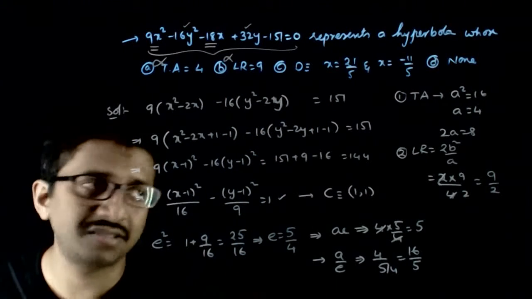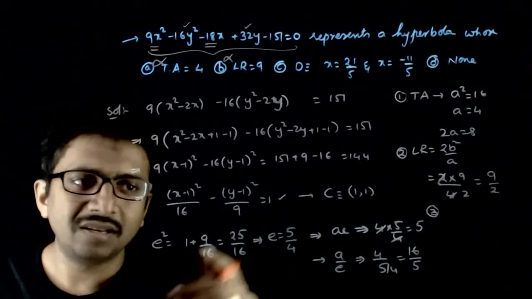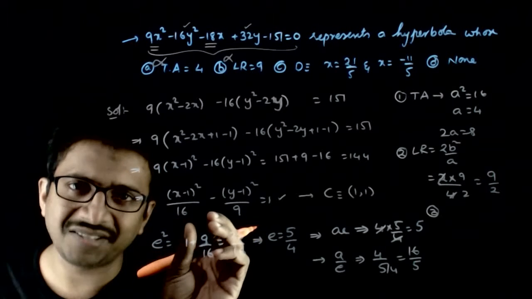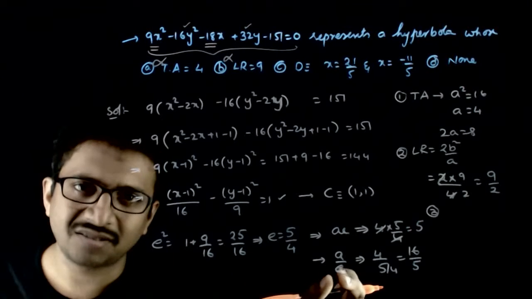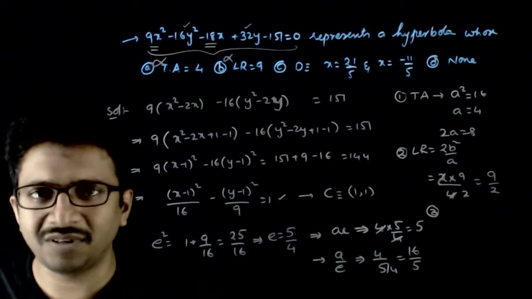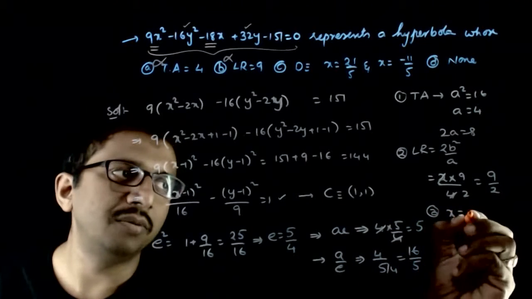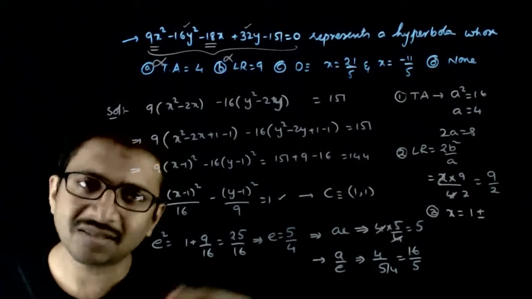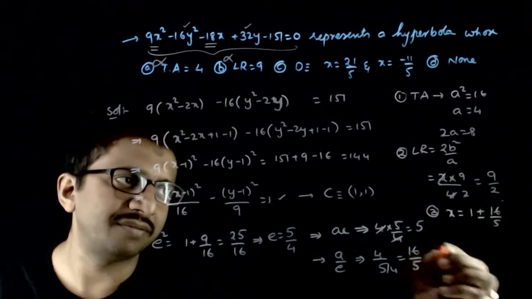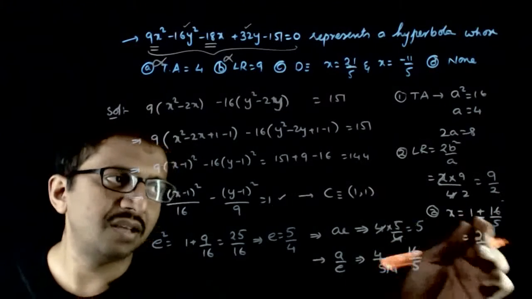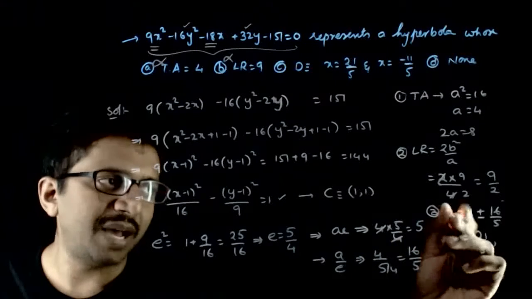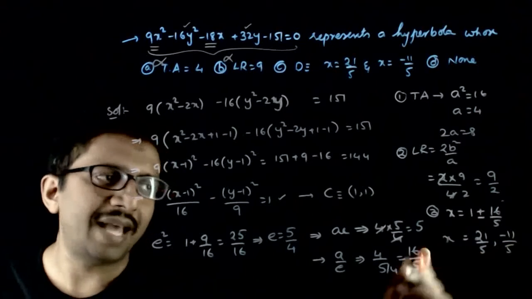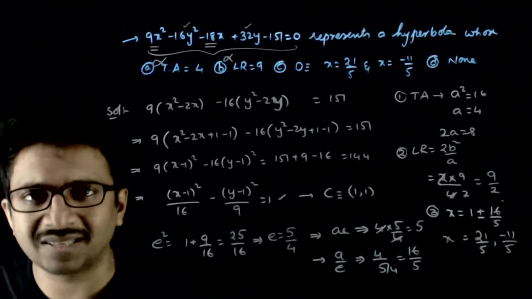Next, you are asked to find the directrices. How do you get the directrices? This is a horizontal hyperbola. So to get the directrices, you have to go a by e distance to the right of the center and to the left of the center. So the directrices are x is equal to 1, which is the x coordinate of the center, plus or minus a by e, that is 16 by 5. That is equal to 21 by 5 is one of the directrix. And if you take 1 minus 16 by 5, you get 5 minus 16, minus 11 by 5. So x is equal to 21 by 5 and x is equal to minus 11 by 5.